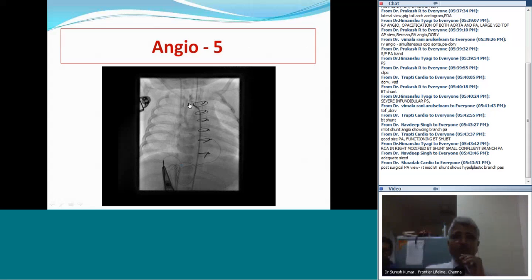Okay, so this was the basic details. ANGIO 6. This you should look at only for 30 seconds. You should give me the diagnosis by then.